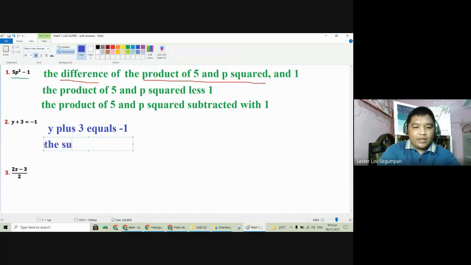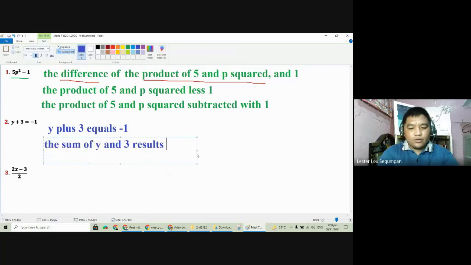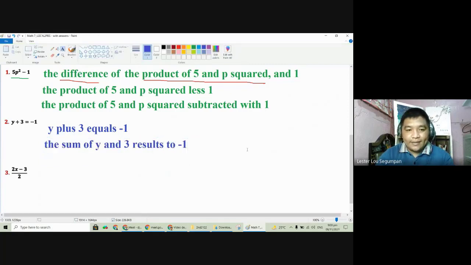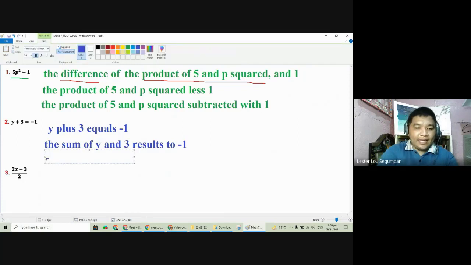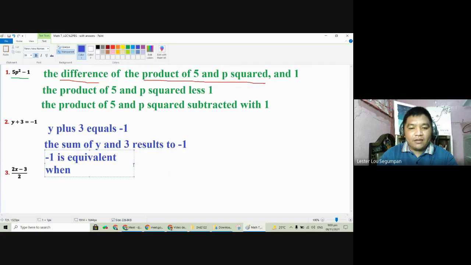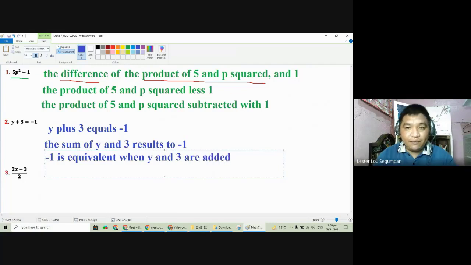Or you could say the sum of y and 3 results, that is another term for equality, results to -1. Or you could go the other way around. -1 is equal or is equivalent. Let's do this: -1 is equivalent when y and 3 are added. I'm just making it fancier. So you could have that form as well.